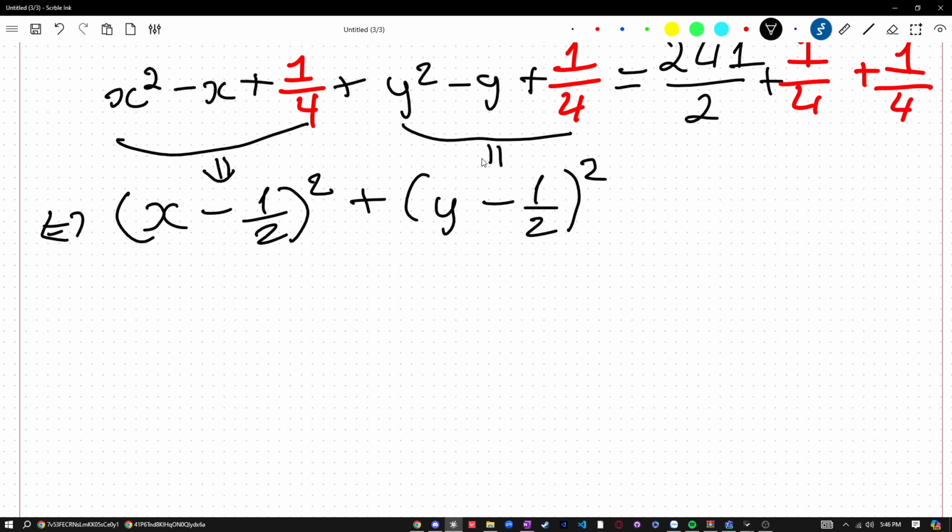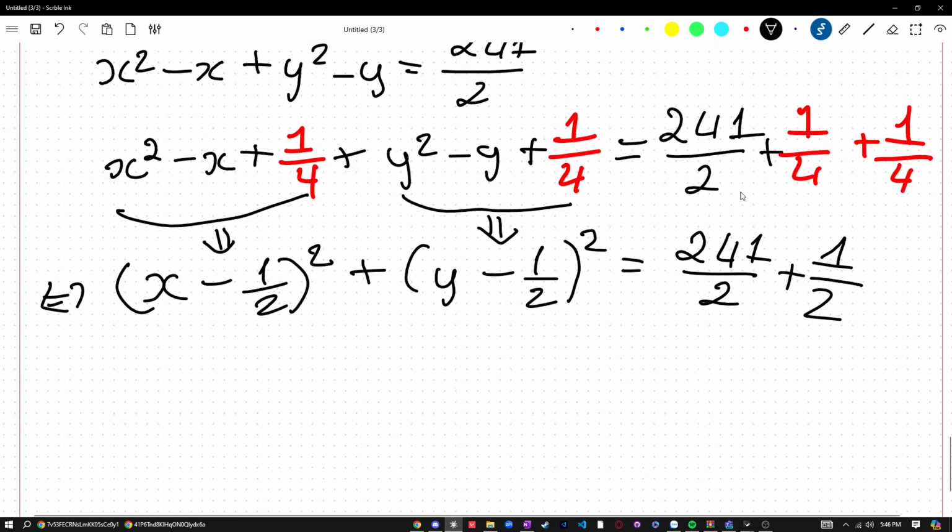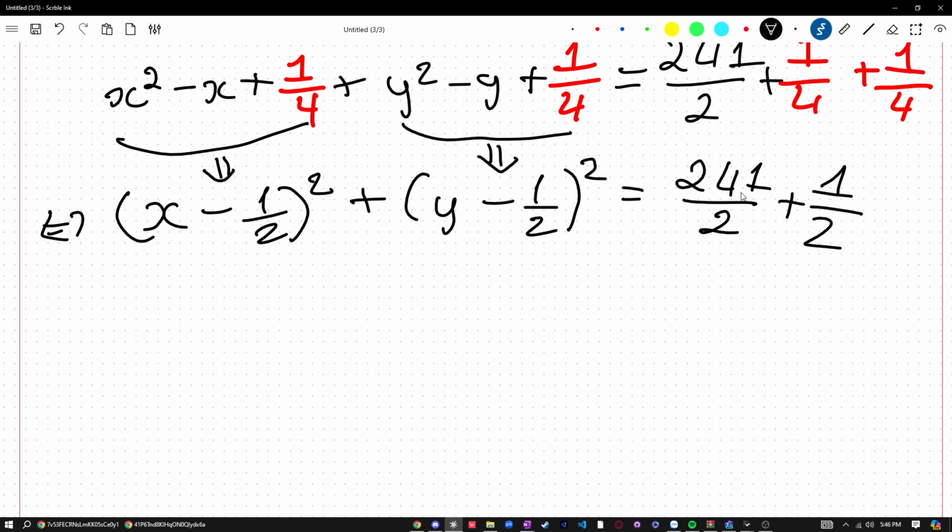Again, it's just simplifying this thing, so you will get 241 over 2 plus 1 over 4 plus 1 over 4 is 2 over 4, which is essentially 1 over 2. So 241 over 2 plus 1 over 2 is essentially 242 over 2. So I'm just gonna rewrite that. 242 over 2 is just 121.